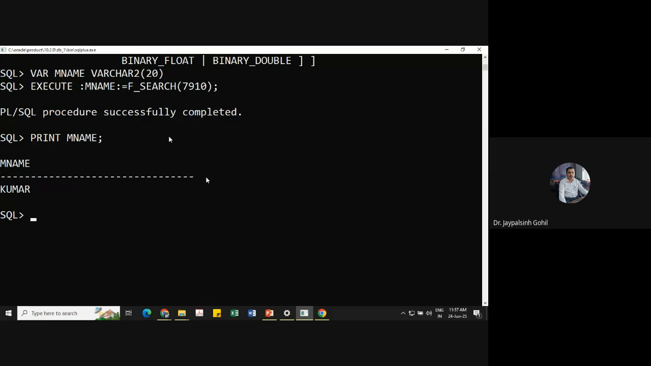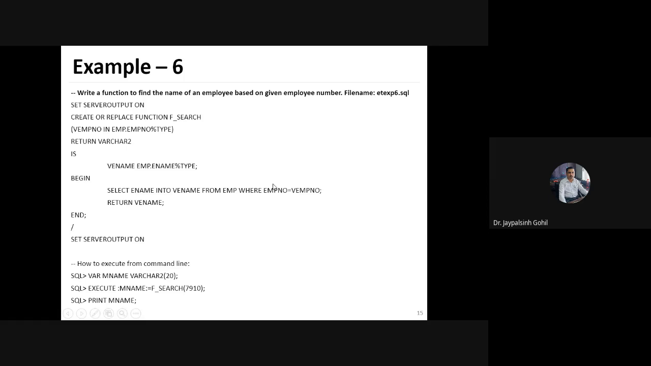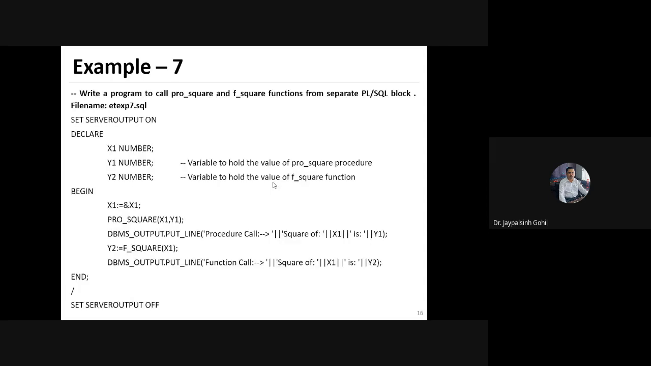Okay. So this is how we can perform code for searching an employee based on a given employee number through a function, and how to call that function from the command line. Now see this particular example carefully. Till now I have shown you how to call a procedure and function from the command line. Suppose I want to call a procedure and function, or a combination of them, through a separate PL block, how can I call it? For that, example number 7 is there.